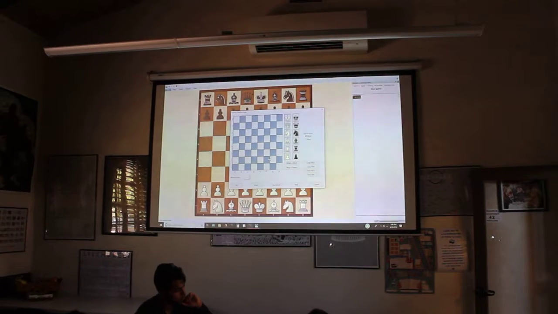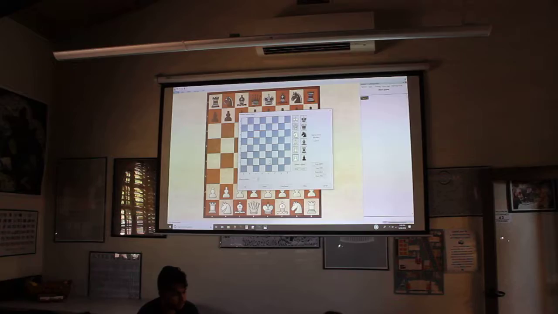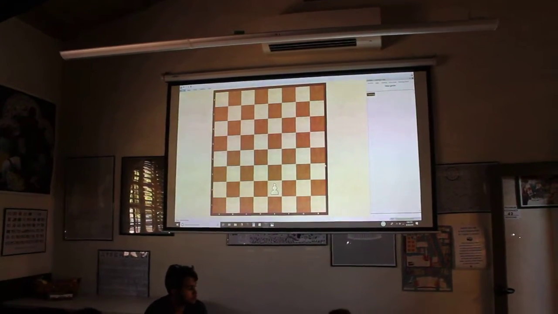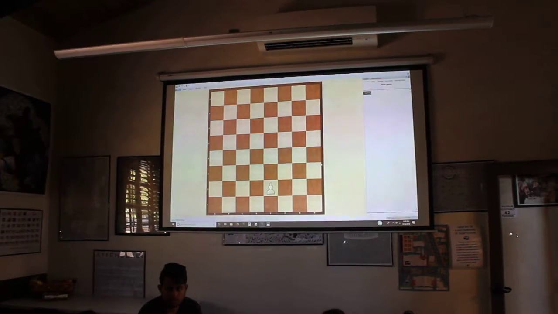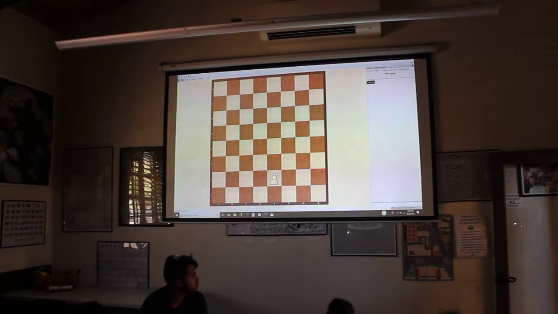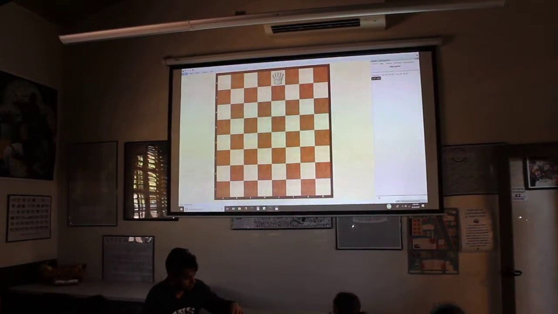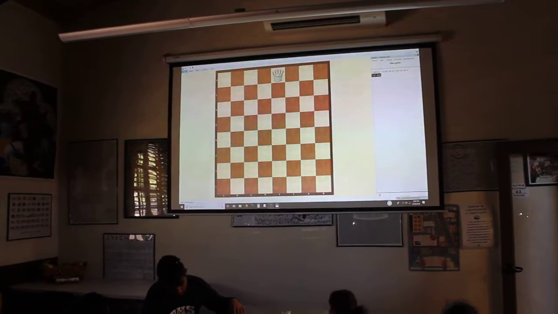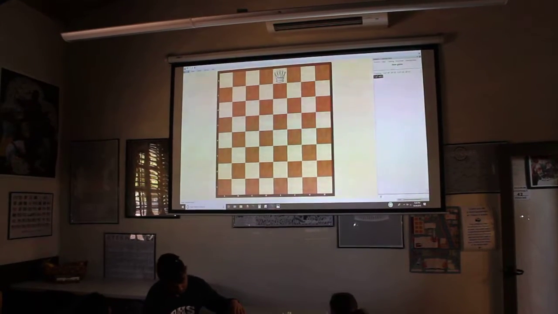So now I'll start explaining what each piece does. Let's start with what is probably the weakest piece in the position, the pawn. Pawns may be considered weak by some, but there is a special rule that if it does get to the final rank, it can transform into any piece other than the king and a pawn. So it can become a queen, or a bishop, or a knight, or a rook.